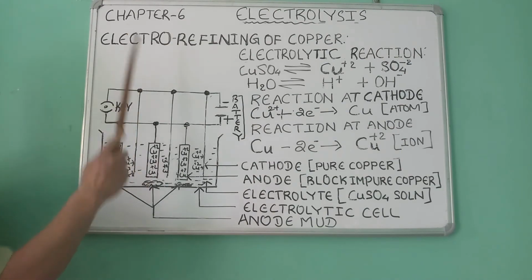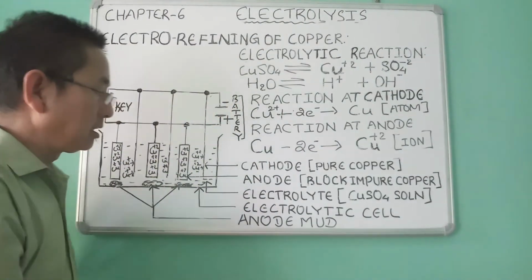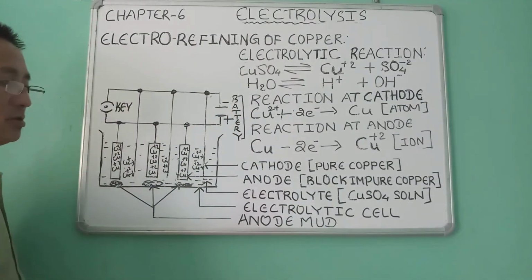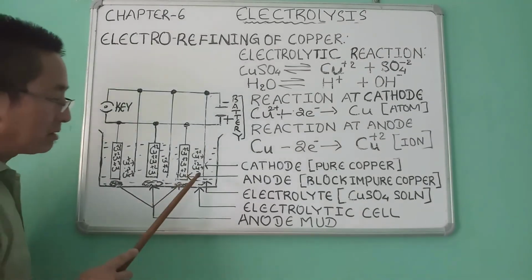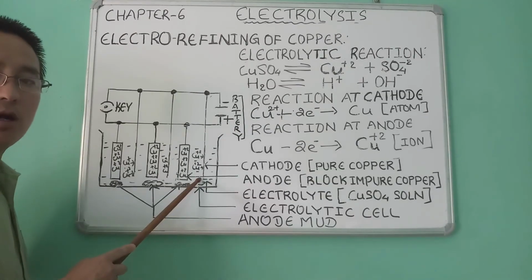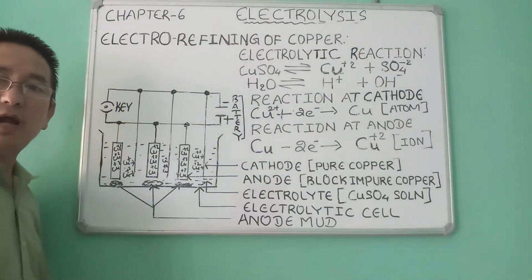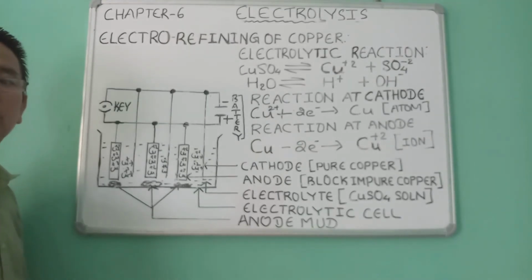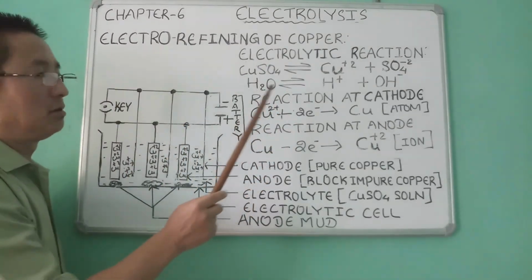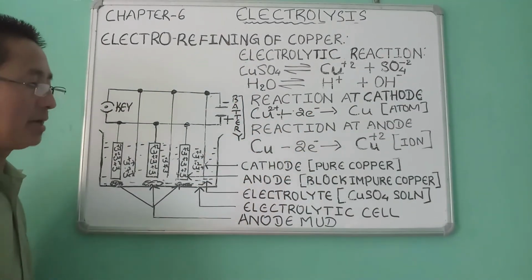On the basis of electrorefining of copper, questions may come in ICSE, like: name the electrolyte. The electrolyte is an aqueous solution of copper sulfate. Name the cathode. The cathode is a thin strip of pure copper. Name the anode. A block of impure copper. What are spectator ions? Spectator ions are those ions that do not take part in the electrolytic reaction. Name the spectator ions here. Sulfate ions, hydroxyl ions and hydrogen ions. These are the spectator ions.